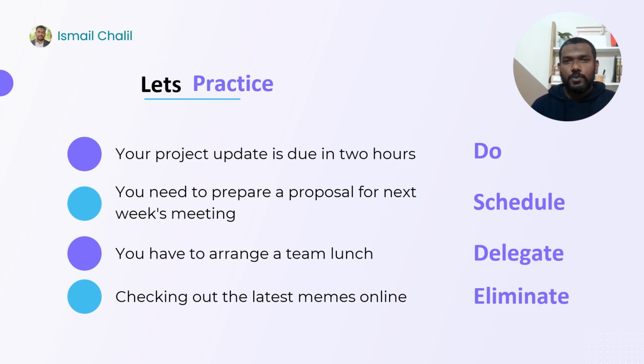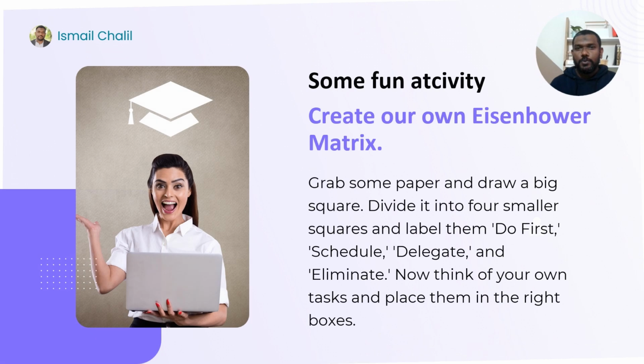What I wanted to do is, of course, there's an activity that you can also plan. I wanted you to grab a piece of paper and draw four big squares. And of course, you need to divide it into smaller squares. First is the do first, then the schedule, delegate, and eliminate. And now write down the task. So how do you do this? Let me also explain how you use this model.